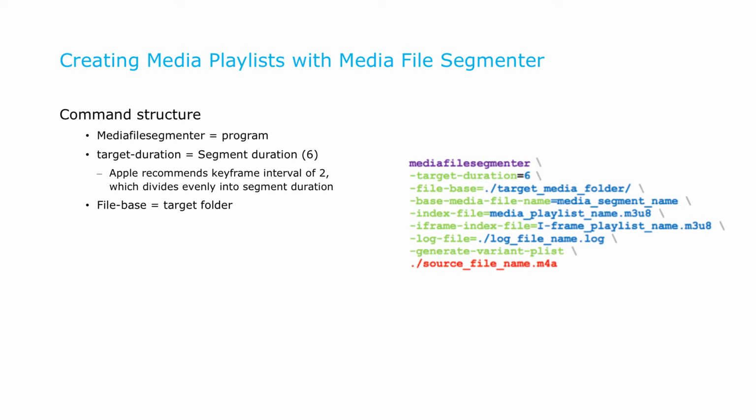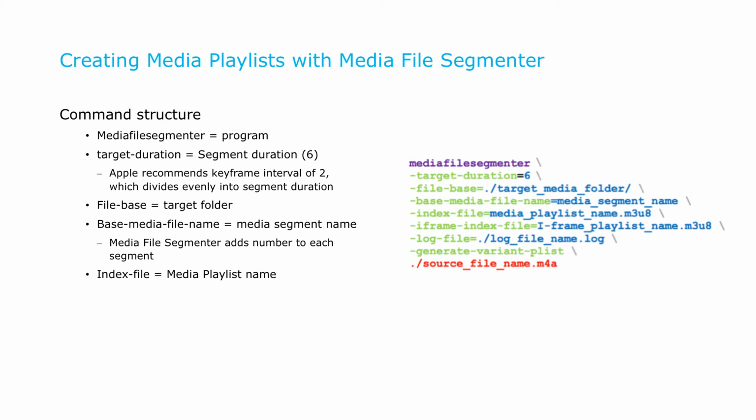The file base is the target folder for the HLS media files. The utility won't make this for you, so you'll have to create the folder before starting. Base media file name is the name for the media segments, to which Media File Segmenter will add numbers for each segment. Index file is the name for the media playlist.